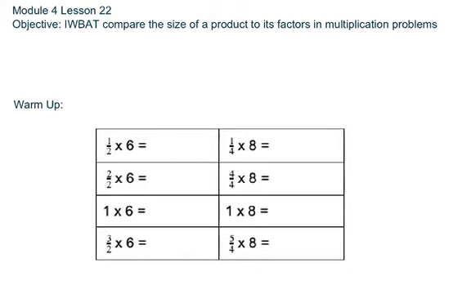Okay, friends, we're here for another math lesson. We're in Module 4, Lesson 22, and the objective states, I will be able to compare the size of a product. So the skill is to be able to compare. We're comparing two things, the size of a product and its factors within a multiplication problem. So we're looking at the factors and how they change the size of the product.